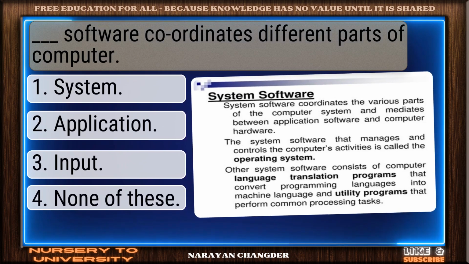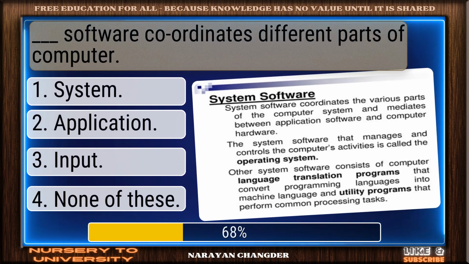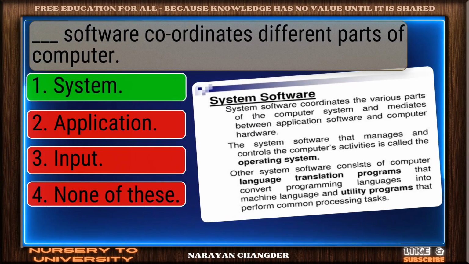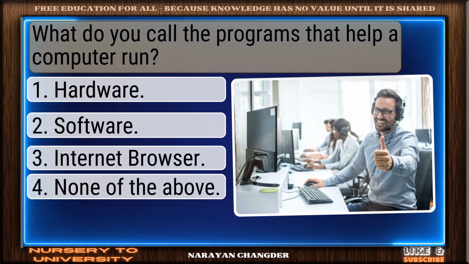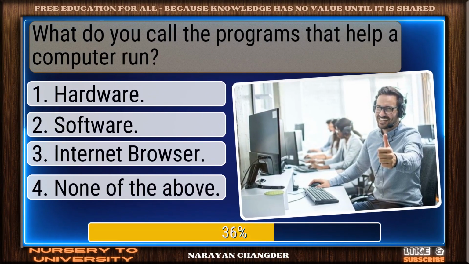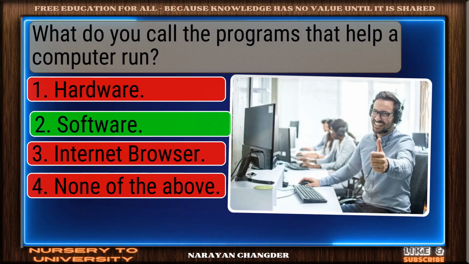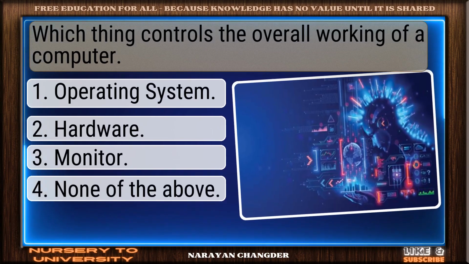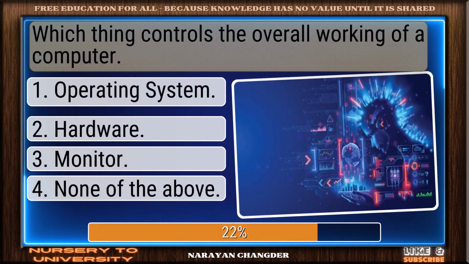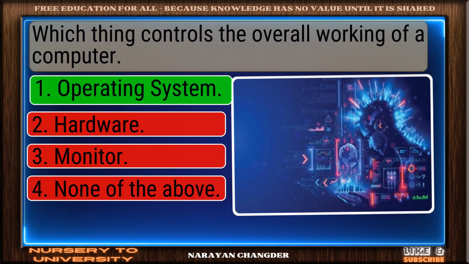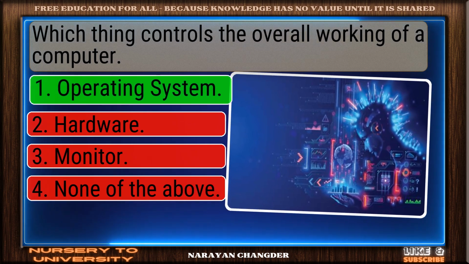Dash software coordinates different parts of computer. Sharp thinking. System is the right choice. What do you call the programs that help a computer run? Excellent. Software is a brilliant choice. Which thing controls the overall working of a computer? Good job. Your answer operating system works well here.